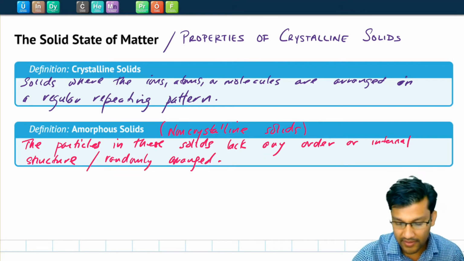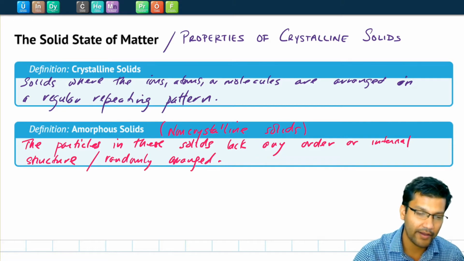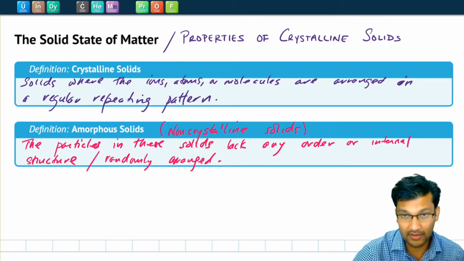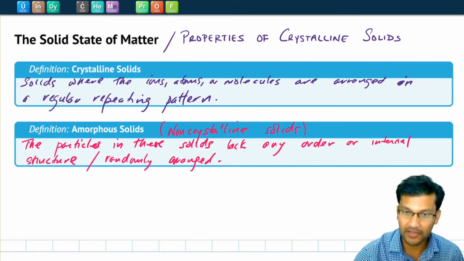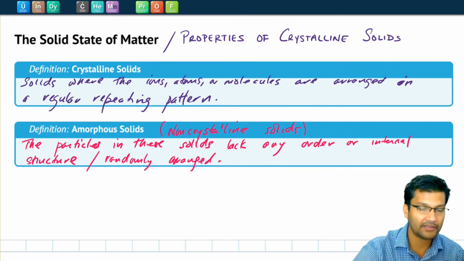Now, we could study either of these, right? But because amorphous solids are randomly arranged, we're not going to go into too much about that, or at all, actually, for the rest of this chapter. We're going to focus on those solids that are crystalline, that have some pattern to them.